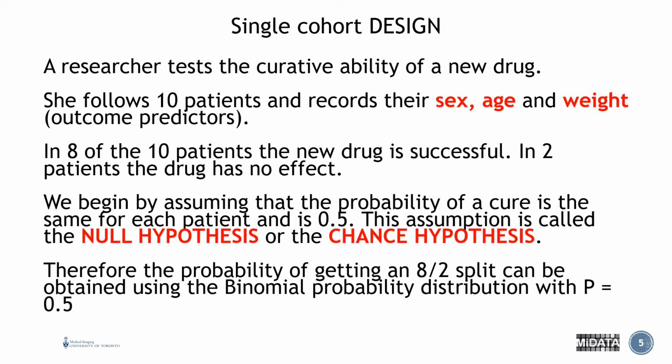So we begin by assuming that the probability of a cure is the same for each patient and is actually 0.5. So an equal chance of successful or not successful. This assumption is called the null hypothesis or the chance hypothesis, and we're going to talk about this a lot in the coming slides. Therefore, the probability of getting an 8-2 split that this researcher observed can be obtained using the binomial probability distribution, and you could calculate it by hand using the equation that we used in the previous slides. And in this case, P, as we've stated, is equal to 0.5.